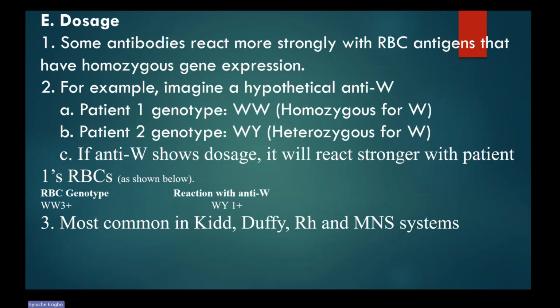This dosage occurs mostly in some other blood groups like the Kidd, the Duffy, the Rhesus, and MNS systems. We'll be looking at blood groups and other blood groups later. So sometimes the ABO blood group system and other blood group systems show a dosage effect in their reaction. You see some persons with stronger reaction.